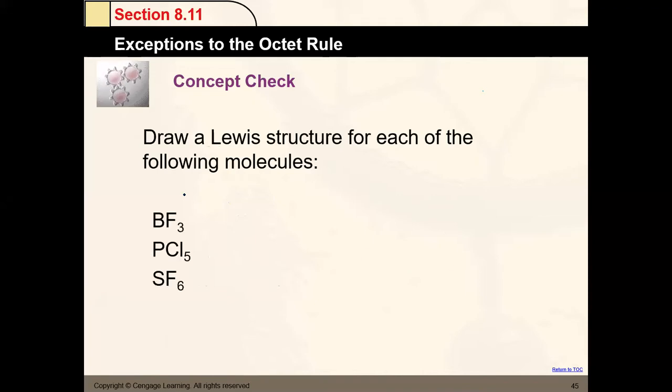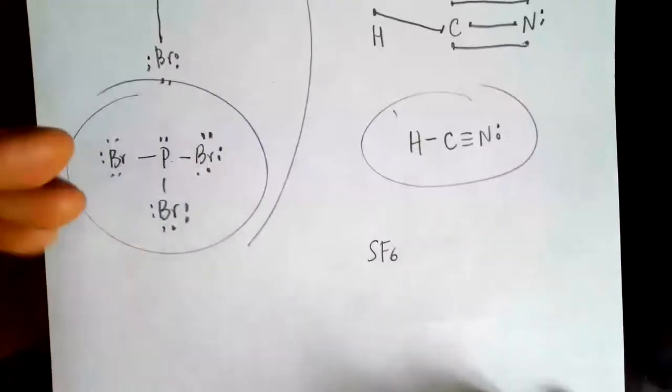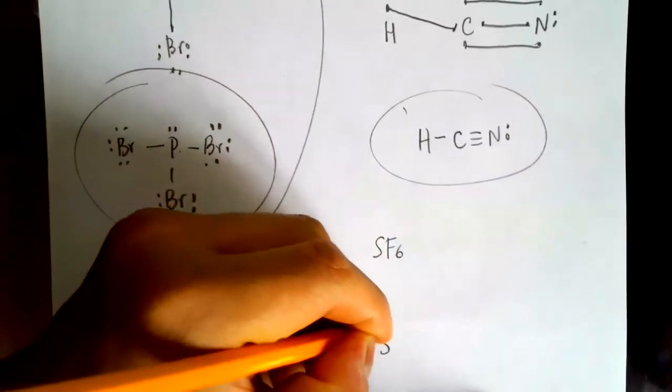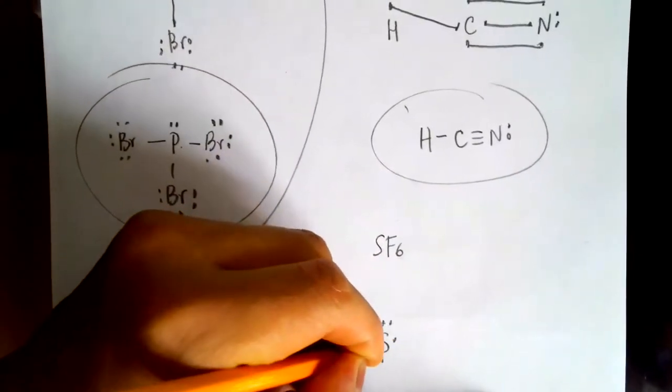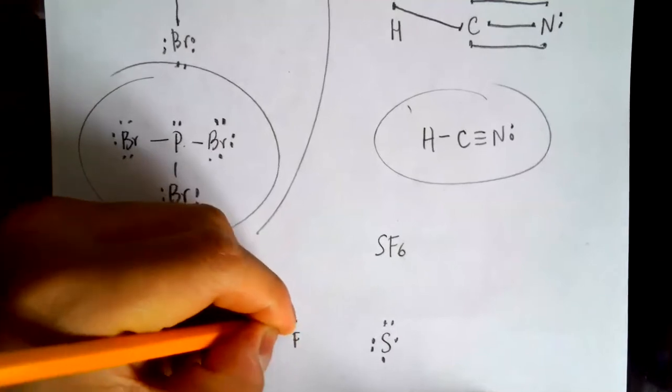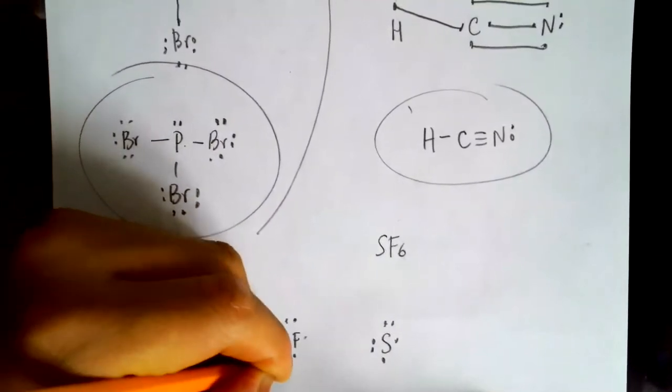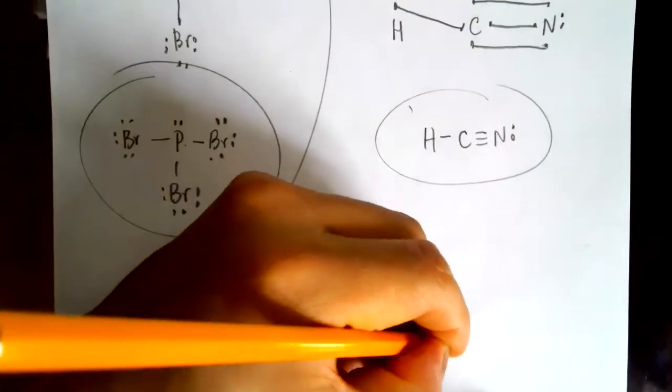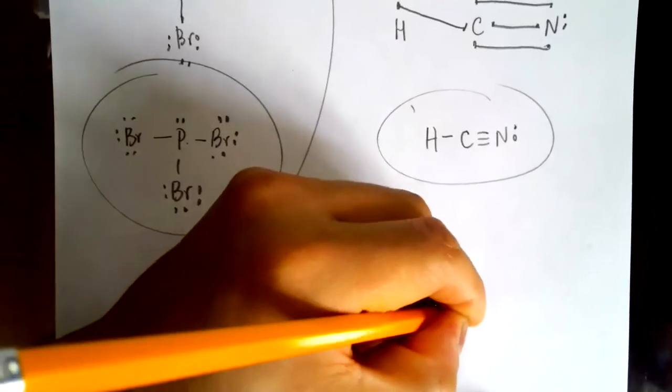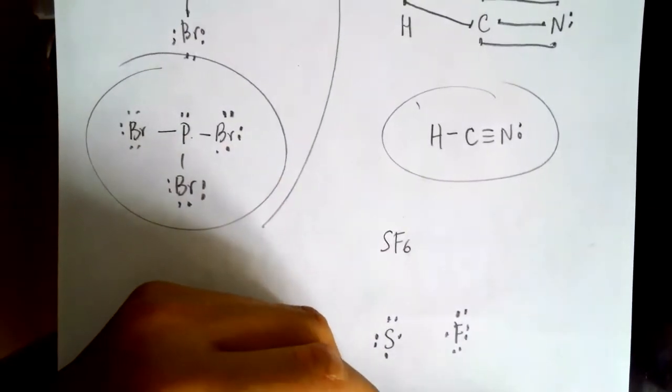So, draw the Lewis structure for each of the following molecules. I will do one of them, maybe SF6, the sulfur with the fluorine. In that case, sulfur has 6 valence electrons, right? And fluorine has 7. Six of them, right? It's a lot.